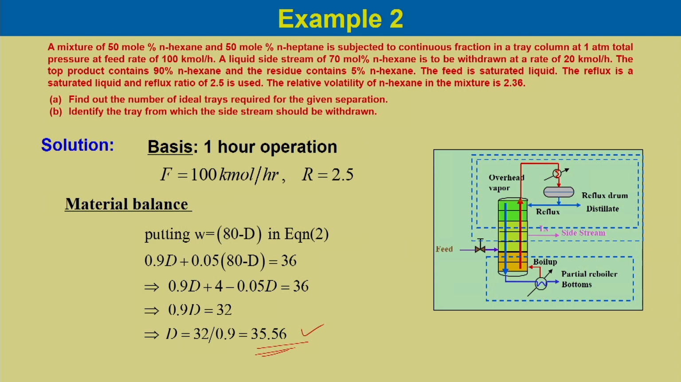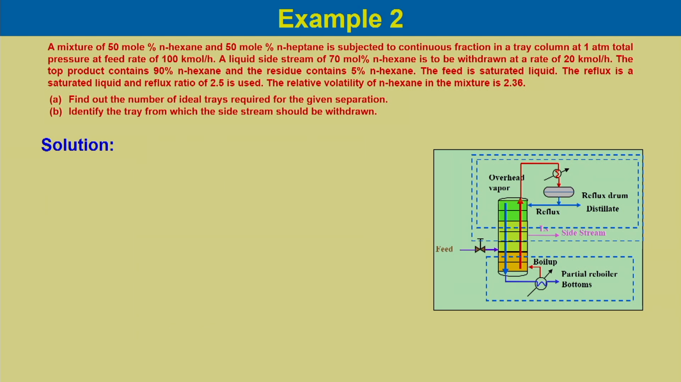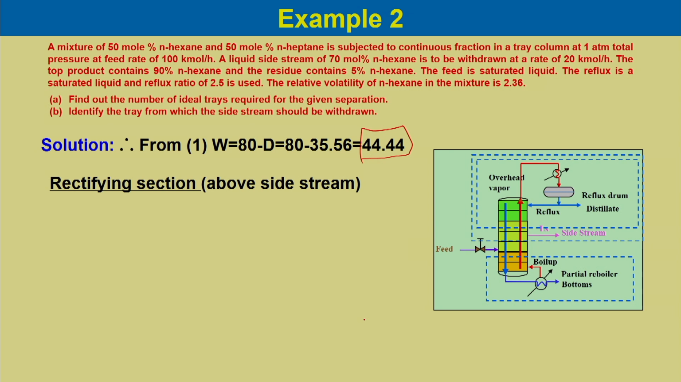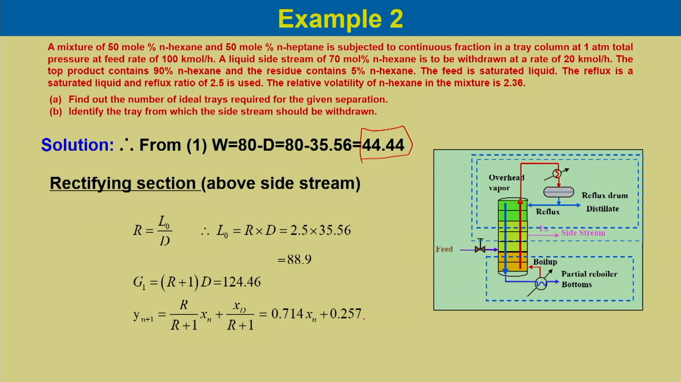So, this is distillate, and similarly we can calculate the bottom product, which is 80 minus D, which is equal to 80 minus 35.56, which is 44.44. So, W is known to us and distillate is also known to us. So, for the rectifying section above the side stream, we can obtain the operating line equations.